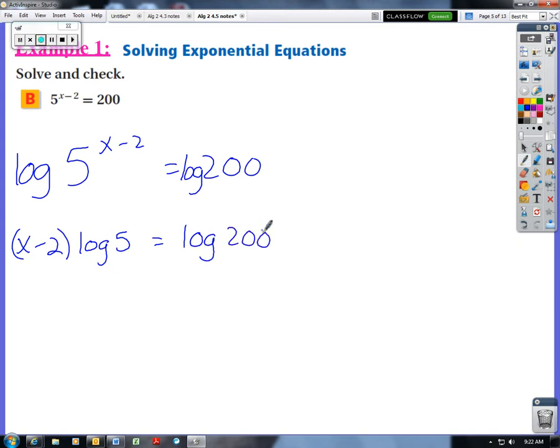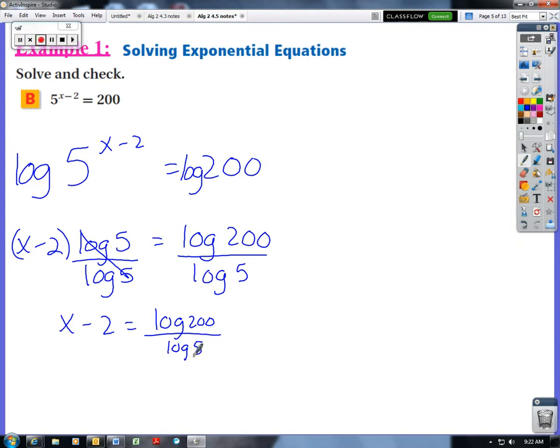And then I am solving for x. So now I can divide both sides by log of 5, because log 5 is being multiplied to x minus 2, so we can undo it by dividing. That cancels that out. And so you get x minus 2 equals log 200 over log 5. And then you just have to add the 2. So x will equal all of this over here, and then we'll go to our calculator, which I have to bring up.